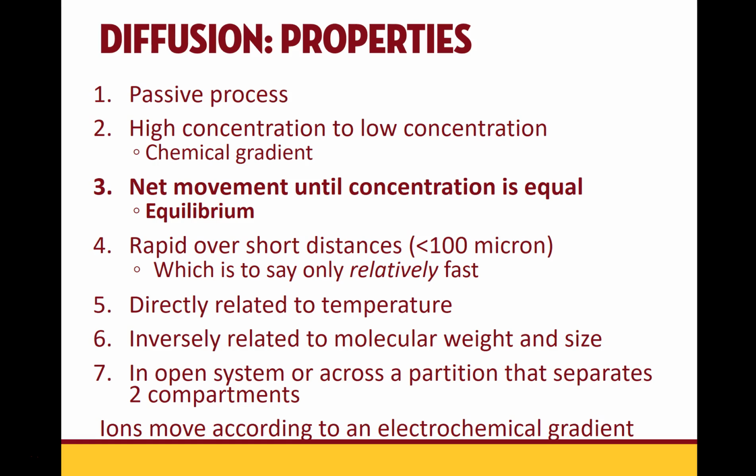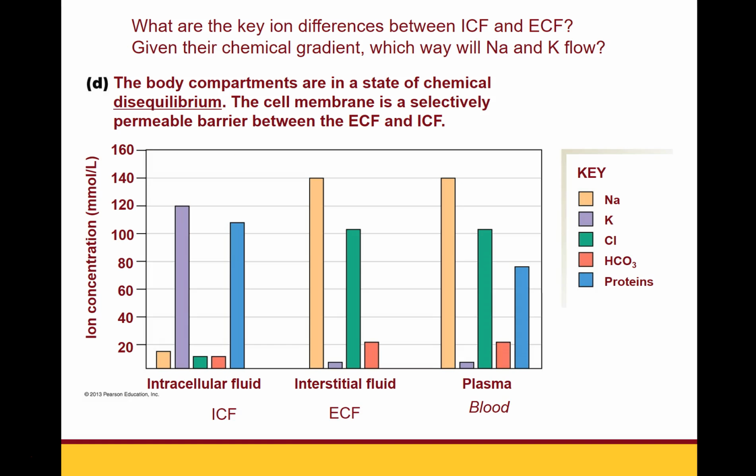So diffusion applies to any non-charged molecule. Ions also move through a similar process. Instead of a concentration gradient, they move down what's called an electrochemical gradient, which we'll get into a lot more with neural communication. But just know the gradients don't have to be concentration. They can be other stuff too. It just has to go from high to low for it to be a passive process.